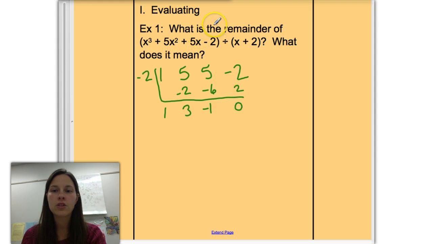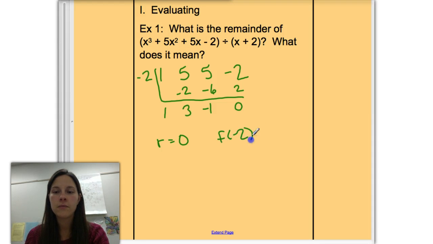So the first question: what is the remainder of the division? Well, the remainder equals 0. And what does it mean? Well, it actually means two things. If I call this function f of x, it means f of negative 2 equals 0, and it also means that x plus 2 is a factor of f of x.